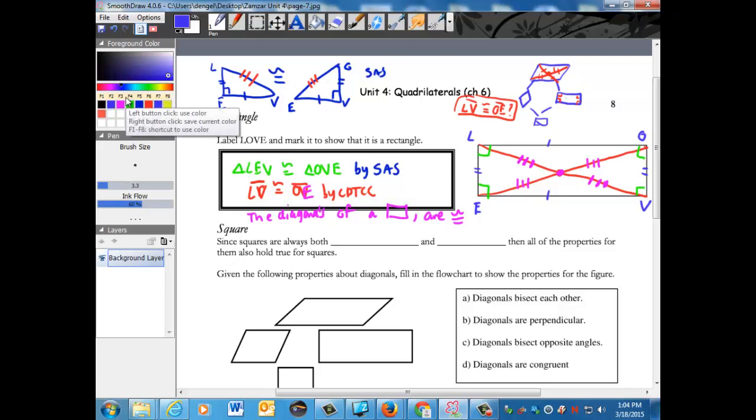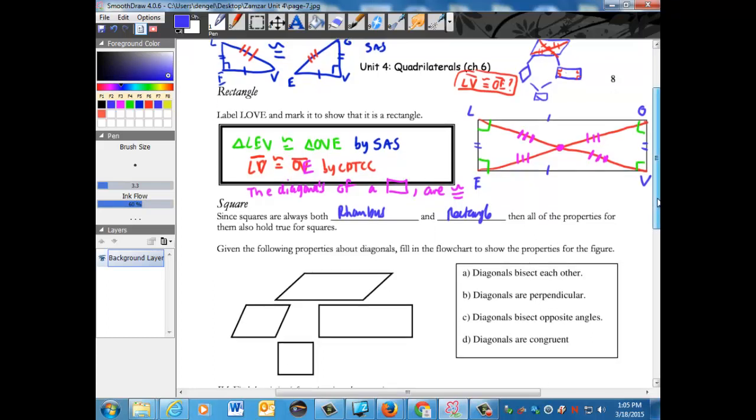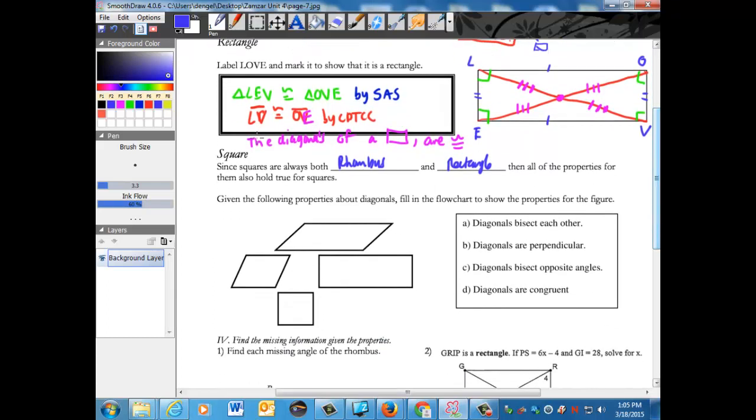All right, since squares are always both rhombus and rectangle, then all of the properties for them hold true for squares. So here's what we can say. Since A is true in our parallelogram, that these diagonals will bisect each other, it's also going to be true in a rhombus, in a rectangle, and in a square. B, diagonals are perpendicular. That's true in a rhombus. It'll also be true in a square.